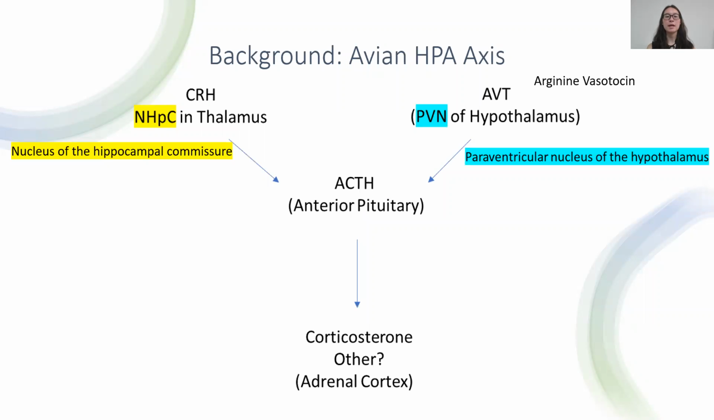For the avian HPA axis, CRH is located in the thalamus and AVT is in the hypothalamus, and both stimulate the anterior pituitary to secrete ACTH, which then goes to the adrenal cortex to secrete stress hormones. So as of now, we don't really understand the differential functions of CRH and AVT in birds, so we want to figure out more about whether certain stressors initiate the release of CRH versus AVT.